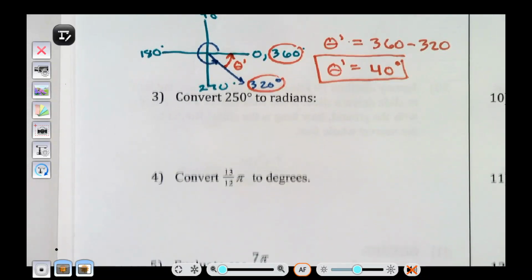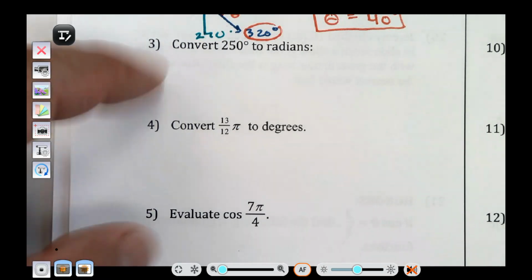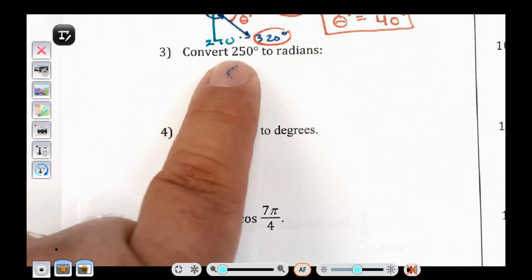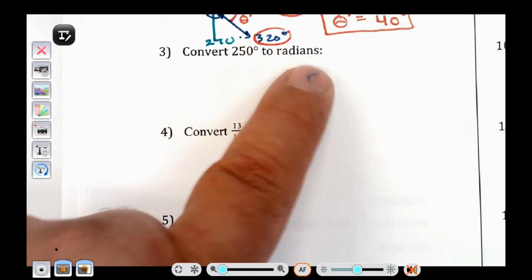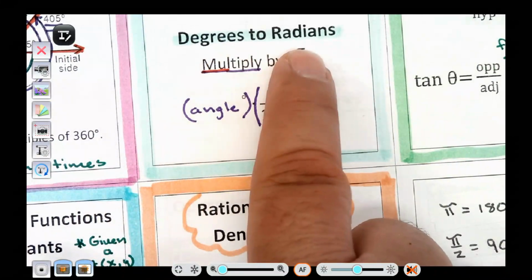Converting. So we have two types of conversions that we did in class, and either both are going to be on your test or maybe just one of them. We're not sure which one, so we're going to practice both. We're going to convert 250 degrees to radians. Again, if you forgot how to do a conversion, your word wall does remind you about it. Right now, this is in degrees. So you see, I'm going degrees to radians.